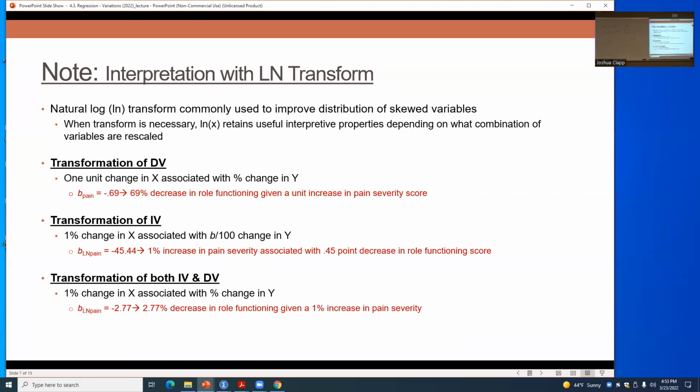Is B transformed? Yeah, B is transformed. So here, if we've just transformed our outcome, here, if we've just transformed our predictor, and here, if we've transformed both, these would be what I got in my SPSS output for pain on transformed outcome, transformed pain on raw outcome, transformed pain on transformed outcome, so different characteristics.